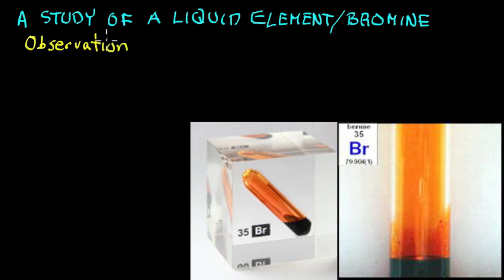Observation. Using the senses, being quantitative, varying your perspective, extending your observations with instruments, imposing change, no value judgments. Well, we have a problem with bromine. That's why I picked it.